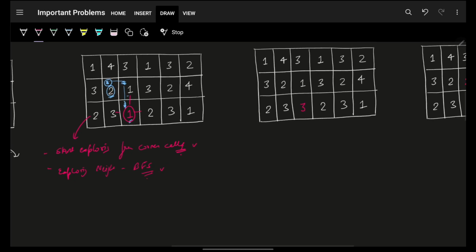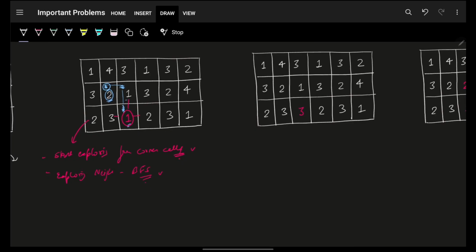It's true. But what if your ultimate aim was to get the amount of water stored? How will you get that? It's simple, because if you have one unit of water stored, like a wall of one here, obviously you cannot store any water on the edges.